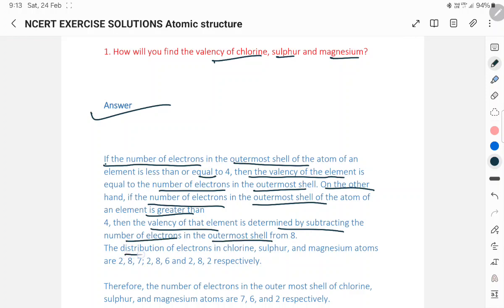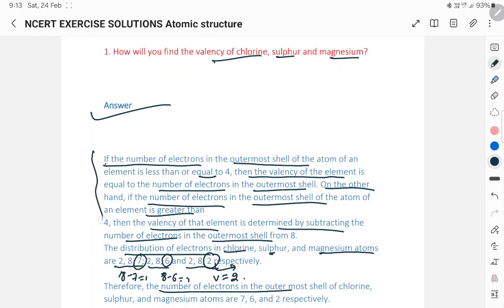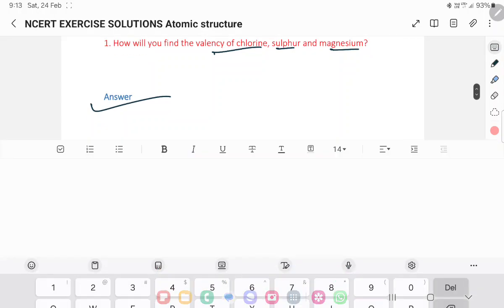So the distribution of electrons in chlorine, sulfur, and magnesium atoms is, this is chlorine, this is sulfur, and this is magnesium. Therefore, the number of electrons in the outermost shell of chlorine is 7. So the valency is 8 minus 7, equal to 1. Here the valence electrons are 6, so the valency is 8 minus 6, equal to 2. Here the valence electrons are 2, so the valency is also 2 as per the rule.